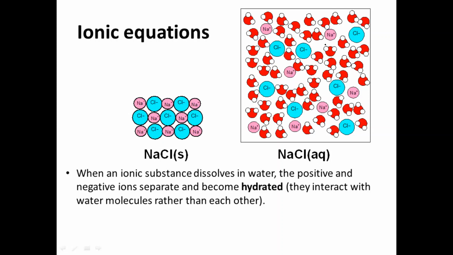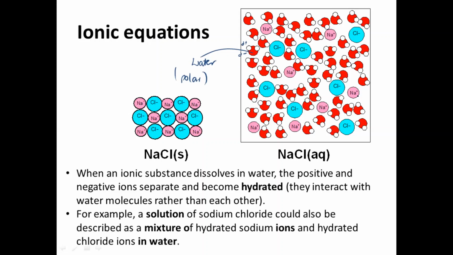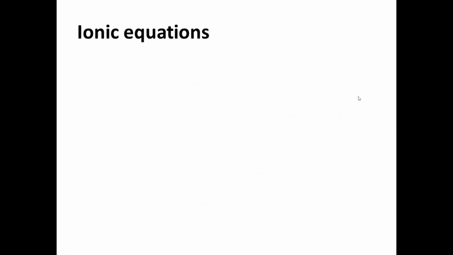The reason for that, and we're going to learn that a bit more later, is that water molecules are polar molecules. That means they've got some sort of a charge. They've got a little bit of positive charge, a little bit of negative charge. We're going to learn about that in the bonding unit. And because of that, they get attracted to the positive and negative ions that are dissolved. So, for example, in a solution of sodium chloride, we have a mixture of hydrated sodium ions and hydrated chloride ions in water.